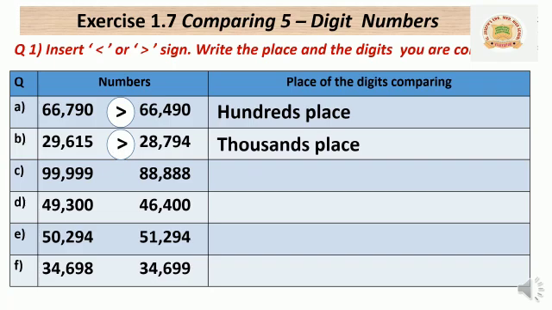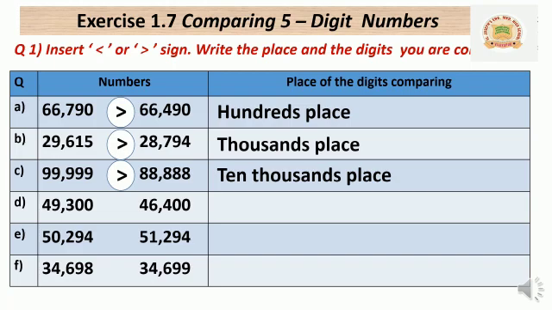Now 99,999 should be compared with 88,888. Now we'll compare the first 10,000's number, 90,000 and 80,000. Therefore 90,000 is greater than 80,000. So what is the answer? 99,999 is greater than 88,888. Which place have we compared here? 10,000's place.